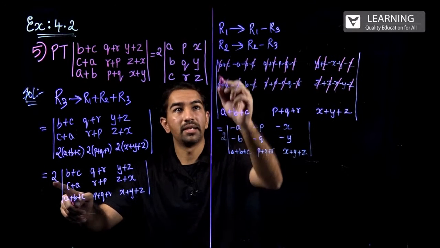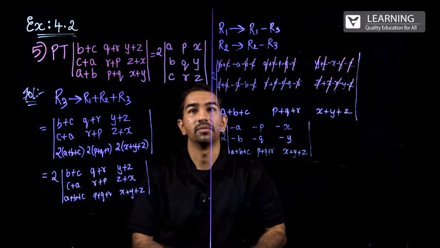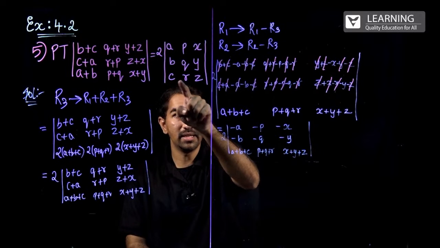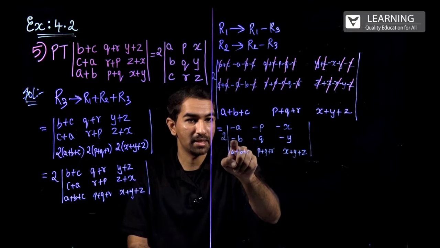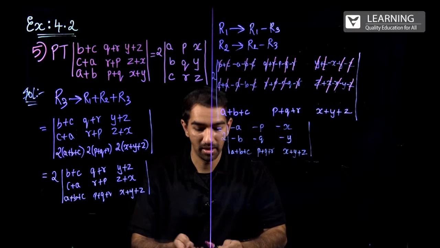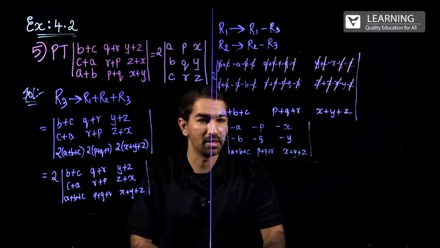This 2, we'll write it outside here also, we will write 2. Now in the last row we need C, R and Z, correct? So A and B should get cancelled out, and we have minus A and minus B in the first 2 rows. So what is the next step here?